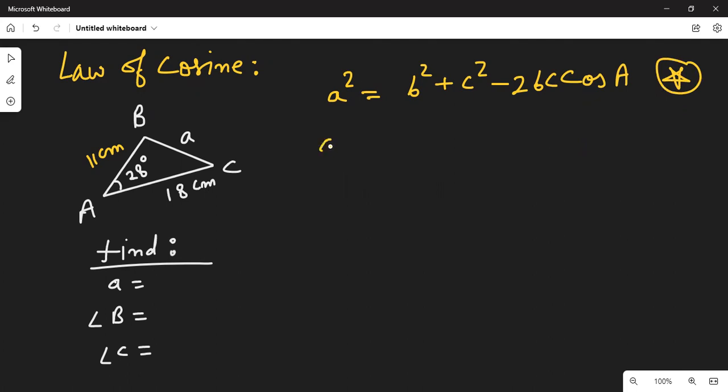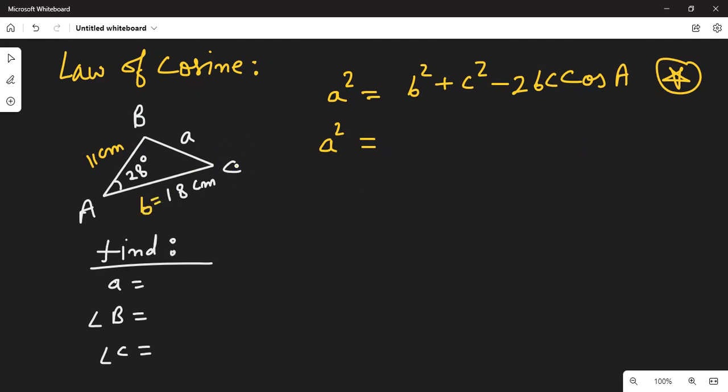Now a square, let it be as it is; it is to be found. B square means, look, what is the side B? In this case, if you take away this B, you are left with AC, so this side is B. Let me write here: B is equal to 18. And what is C?